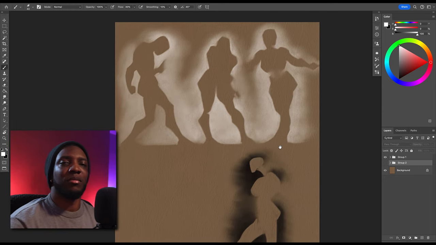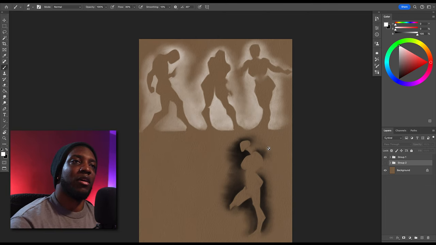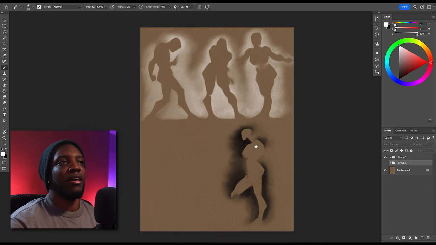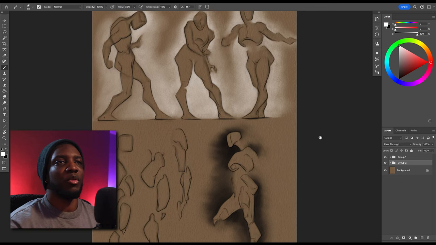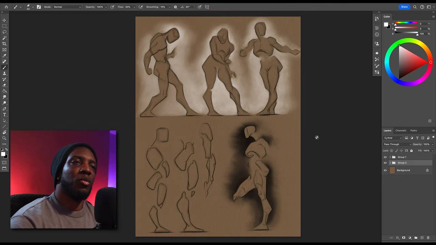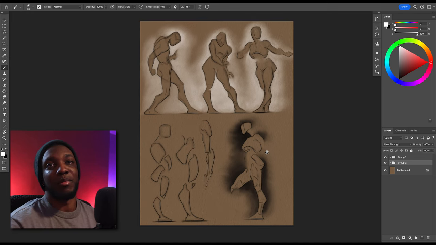The drawings themselves were still quite incomplete and rough. I mean, they were just anatomy studies. And yet, these silhouettes are quite solid. So with that, I hope you guys understand why Bridgman is so powerful for beginners and what you could be missing out on.